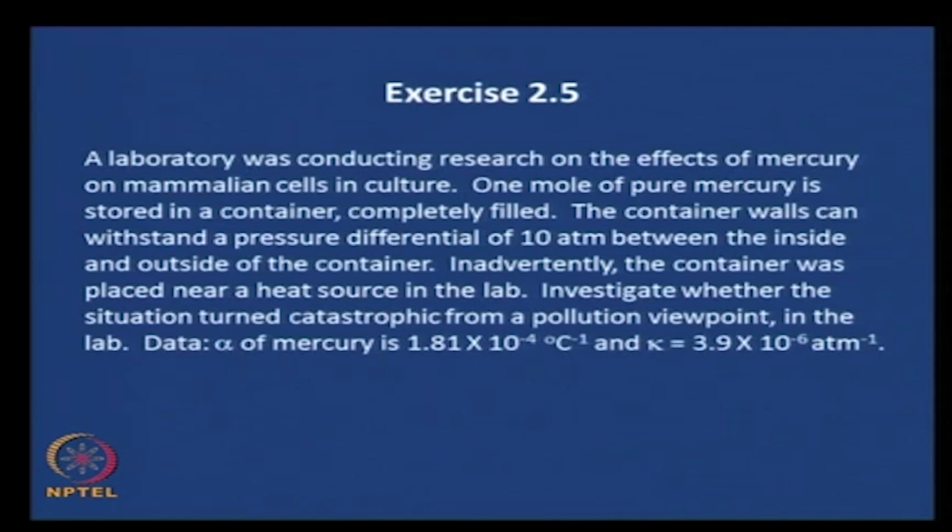To do that, some data that may be helpful, if at all you take that route, is that the isothermal expansivity alpha of mercury is 1.81 into 10 power minus 4 per degree C, and compressibility kappa is 3.9 into 10 power minus 6 per atmosphere. Please go ahead and work it out. Please take about 10 minutes to begin with before I present the solution.